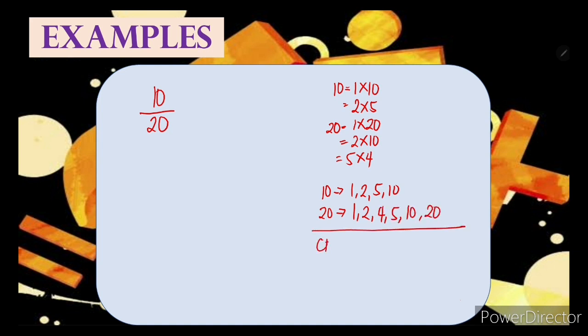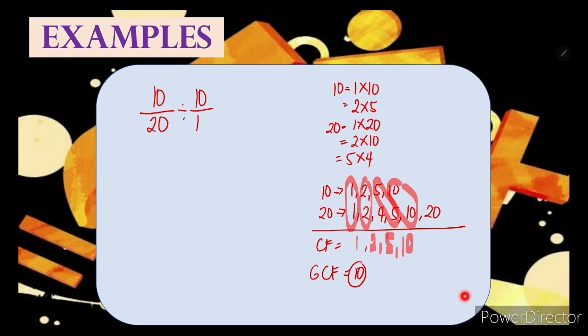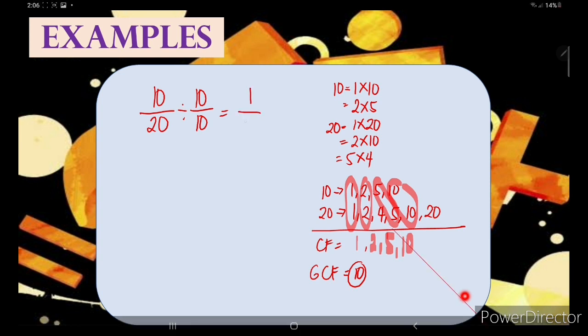Ngayon, ang common factor natin is 1, 2, 5, and 10. So, our GCF is 10. So, ibig sabihin, we will divide 10 all over 20 by 10. So, 10 divided by 10 is 1. 20 divided by 10 is 2.